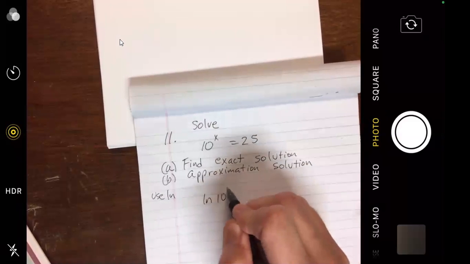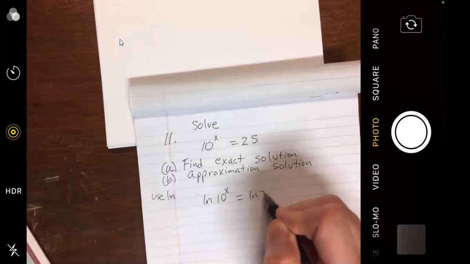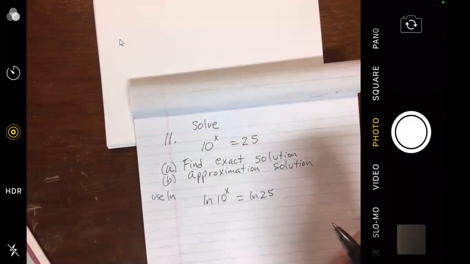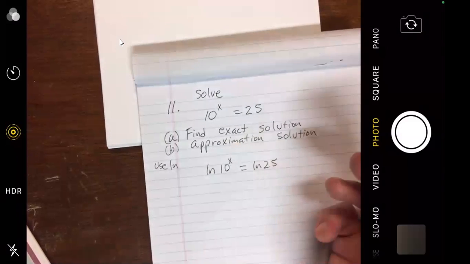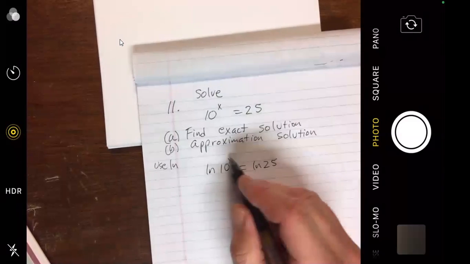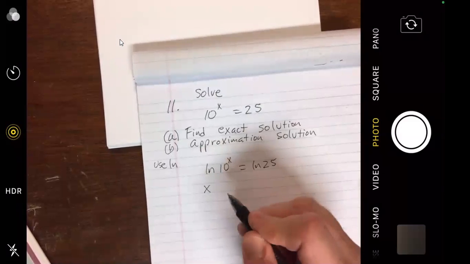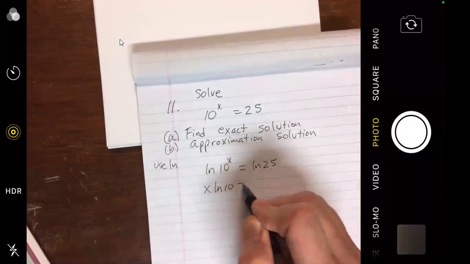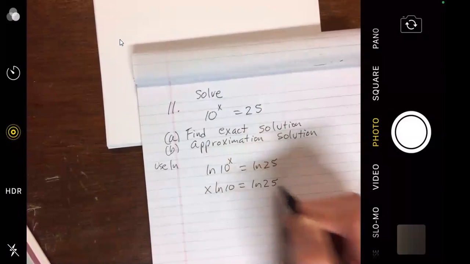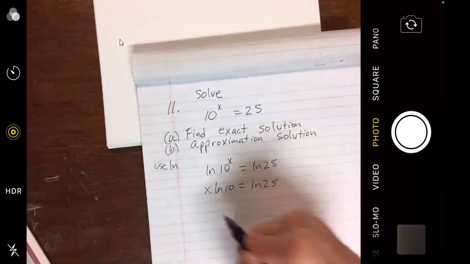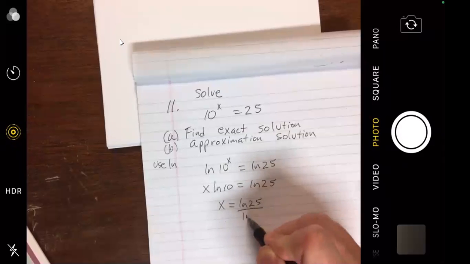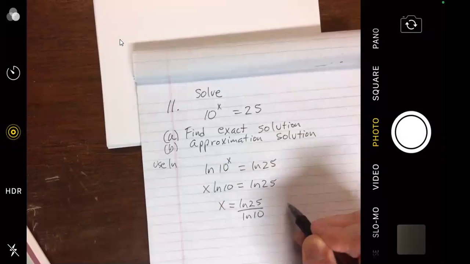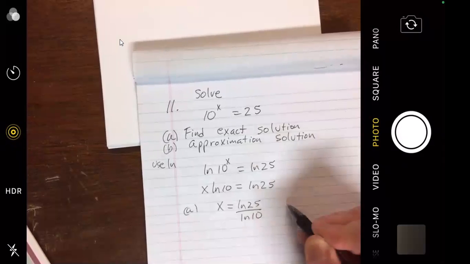ln of 10 to the x is then equal to ln of 25. Right, and again, don't cancel these, completely different bases. x to the front, ln of 10 is then equal to ln of 25. And I get an exact solution of ln of 25 divided by ln of 10. Part A, that would be the exact.